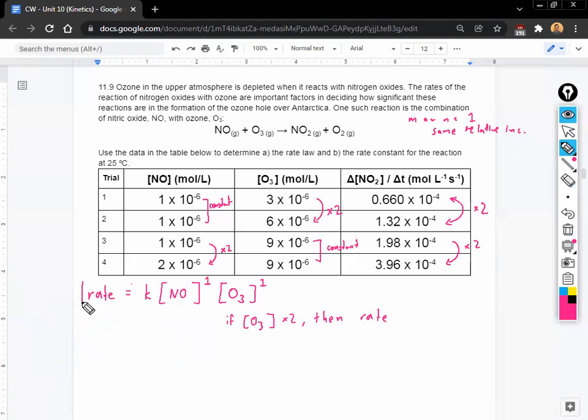So this is going to be your rate law. This is the answer to A. So basically here, the rate is going to change with the same correlation with how the concentrations of the reactants change.